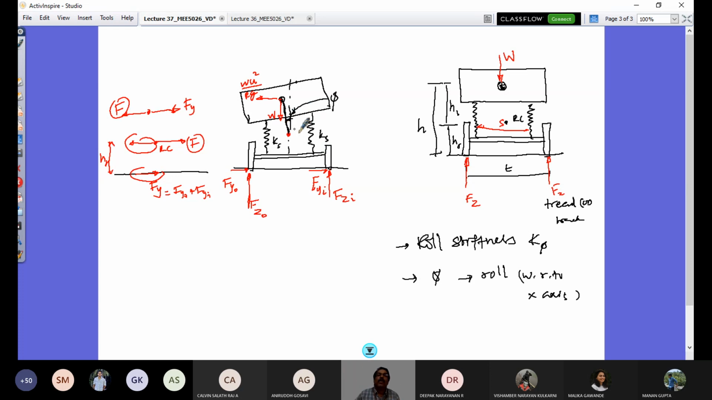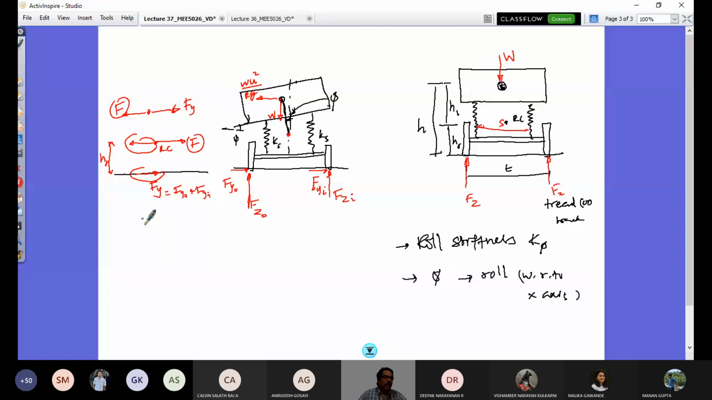So whatever this roll of the sprung mass would be resisted by the spring roll stiffness. So roll stiffness into roll, K phi into phi, is what is resisting the roll of the sprung mass. So this is all to understand. Let us now put it down by the equation. So you can also look at this angle phi to the horizontal here. So this is the roll of your vehicle body, right? So this is that free body diagram.